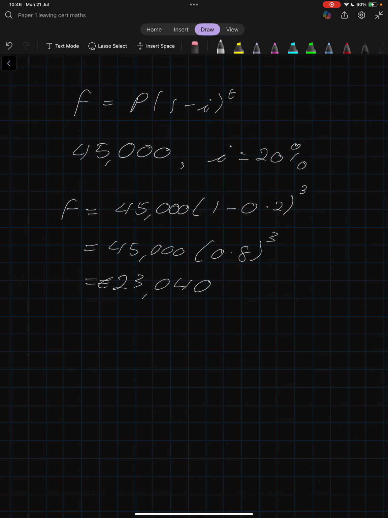So depreciation, I'm not sure if that's ever come up in the Leaving Cert, to be quite honest, but it's just there. You just put a minus I in front of it instead of a plus I. Okay.